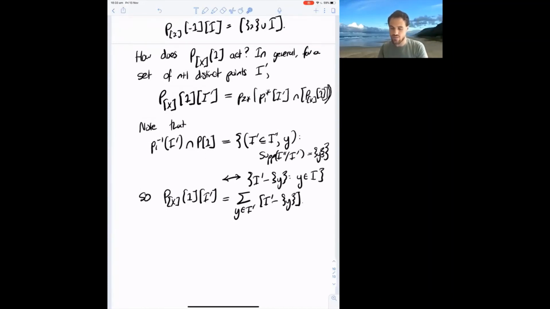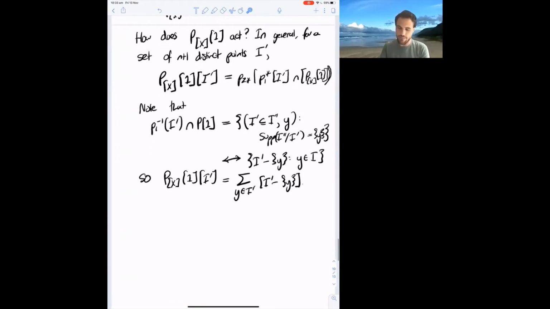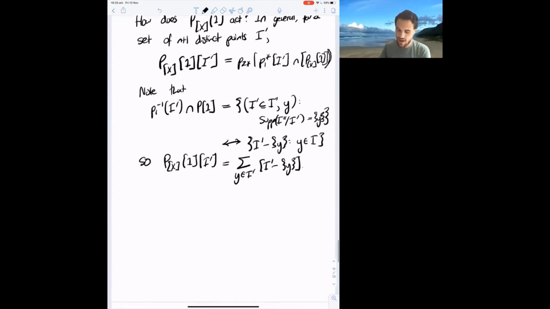Hopefully this is believable set theoretically, but to calculate these cap products carefully, something we discussed was that you need to know that certain things are transverse. So I've been a bit sloppy there, but hopefully it's believable that in the operations that you're doing, you're either adding a point or subtracting a point. In this case, you can subtract any point, which is why you get this sum.